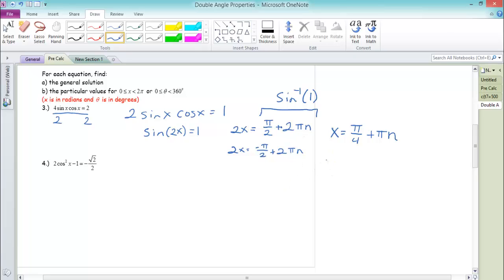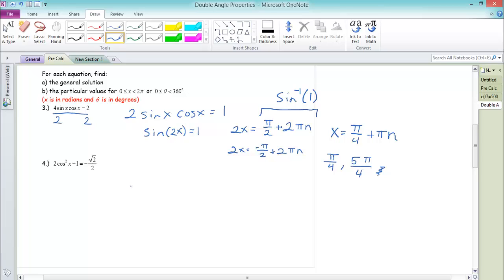Now for part B, I need a list of values between 0 and 2 pi, or 0 and 360. My first one, when n is equal to 0, will be pi over 4. My second one will be 5 pi over 4, because pi plus pi over 4 is the same as 4 pi over 4 plus pi over 4, which is 5 pi over 4. The next one will be outside of our range, because that will be 9 pi over 4, which is greater than 8 pi over 4. So 9 pi over 4 is not in our specified values.